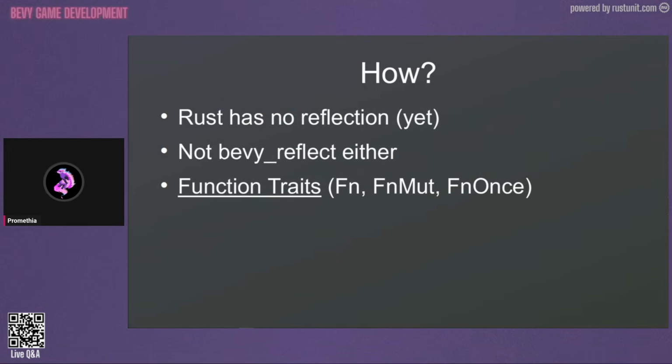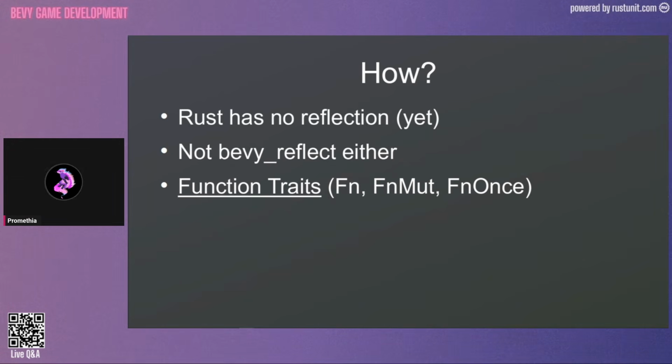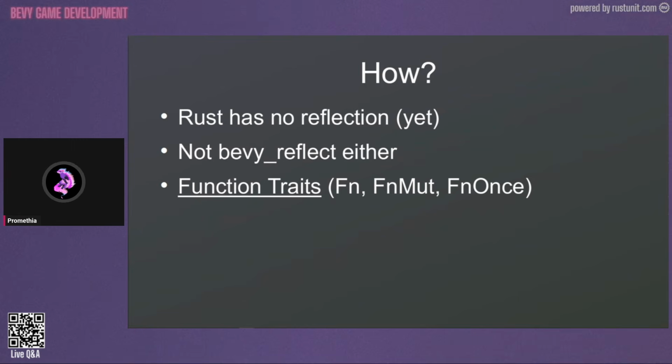So I talked about how usually it's implemented using reflection, and Rust does not have reflection. Technically, Rust just merged a little bit of compile time reflection onto the unstable branch, but it's not really there yet. So if it's not there yet, what is Bevy doing to make this work? It isn't reflection, as I said. It's not Bevy Reflect either.